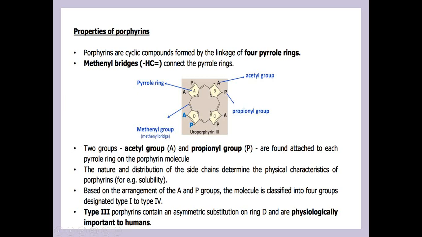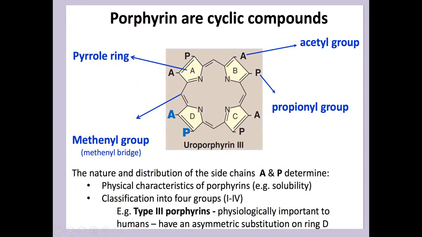See in this picture, in ring A, acetyl group, propionyl group. In ring B, acetyl group, propionyl group. Then in C, but in D, their position changes. Propionyl comes first, and acetyl goes at the end. So this change is basically important for the normal functioning of the porphyrins in the human body, which makes the type 3 series the physiologically active porphyrins in our body.